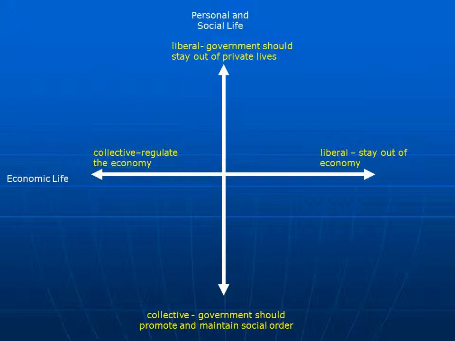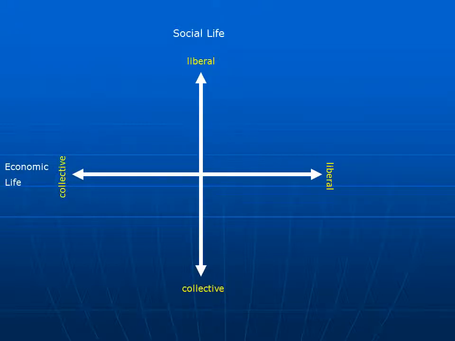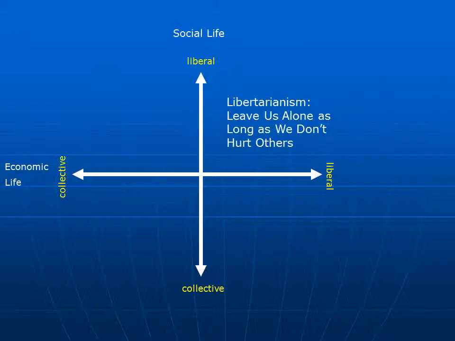And then if you look at the up and down scale, the vertical scale, personal and social life, liberal is, hey, government should leave us alone, again, so long as we don't hurt others. And collective, government should promote and maintain social order. So you have four types of ideologies that emerge from these two scales being crossed.